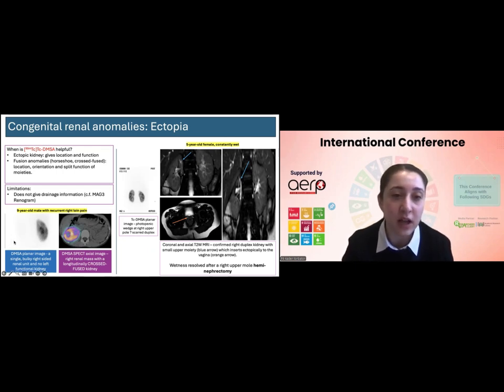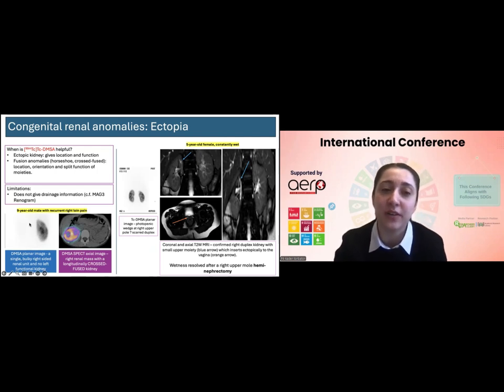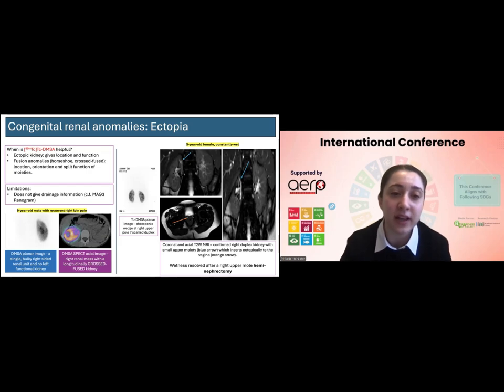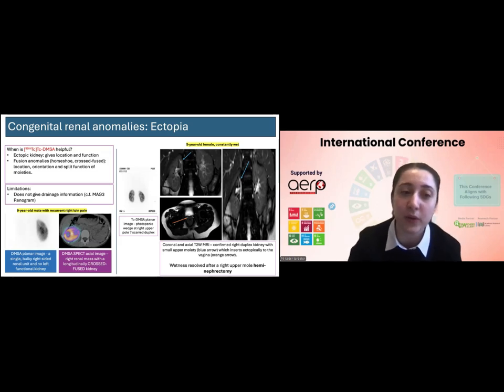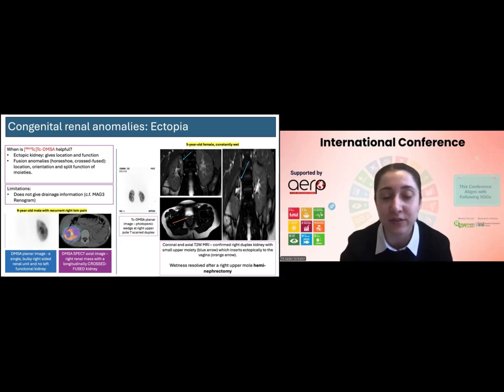So on the left lower corner, I present a 9-year-old male with recurrent flank pain. And they initially had an ultrasound scan and then a DMSA scan, which showed that they had a single bulky right-sided renal unit with no functioning left kidney.